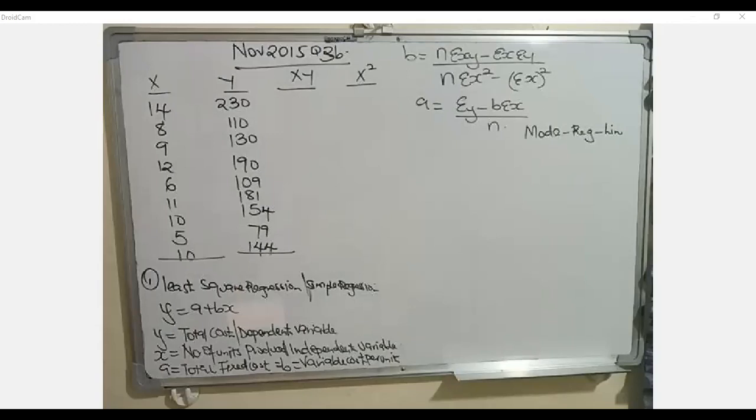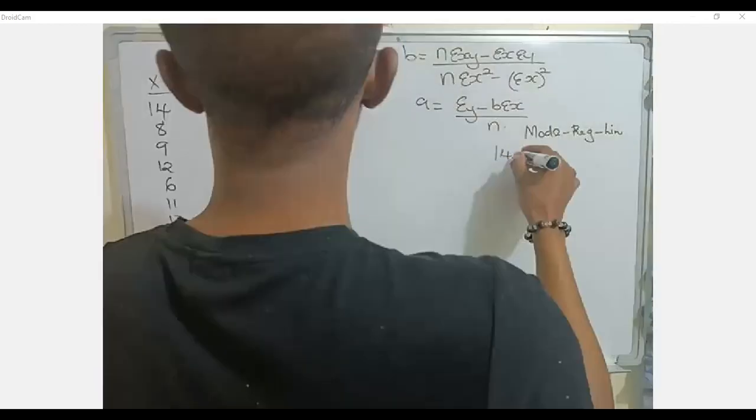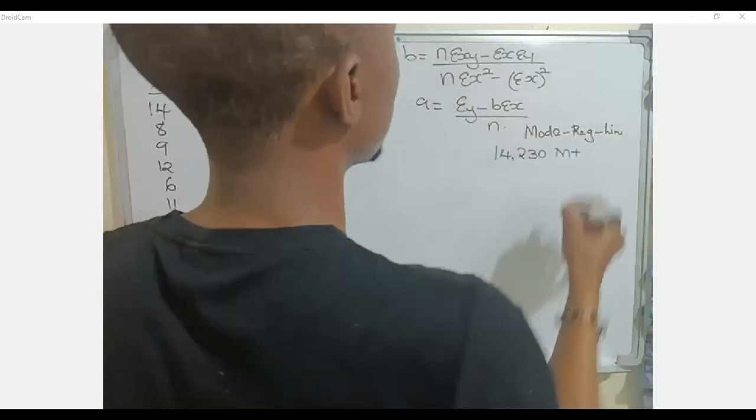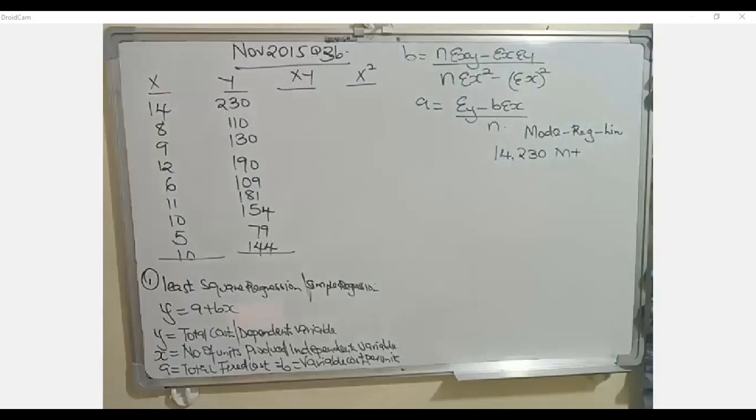So I want to feed this data in a calculator. So I will take 14, 230, and then I press M plus. Tuanze ya kwanza, 14. Do you see comma where it is? Yes. So comma, 230, and then you press M plus. Calculator displays what? N is equal to 1. Very good. Let us go to the second one. 8, 110. M plus again. Calculator displays 2. Good. 9, 130. M plus.